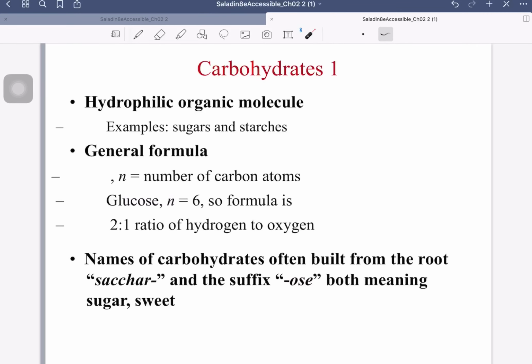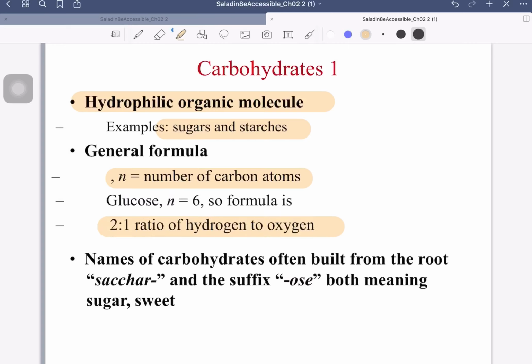When I'm looking at carbohydrates, first of all, they are a hydrophilic organic molecule. Some examples are the sugars and the starches. They have a very typical ratio of carbon to other things. So n means number. That's the number of carbon atoms. And usually what I have is this ratio of hydrogen to oxygen associated with it too. We're going to see some examples as we go through.